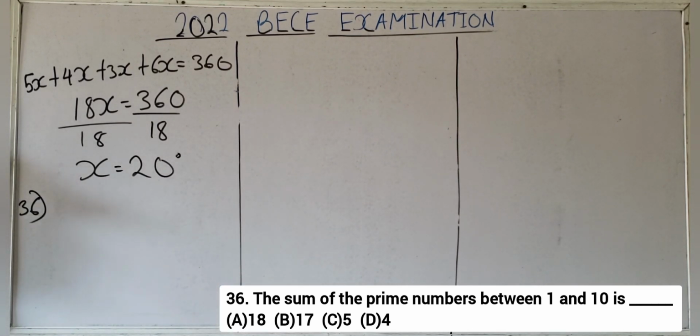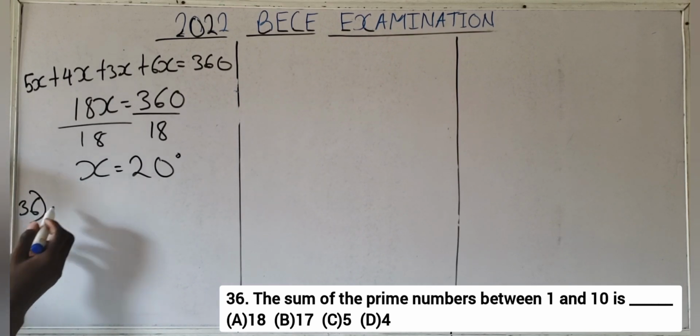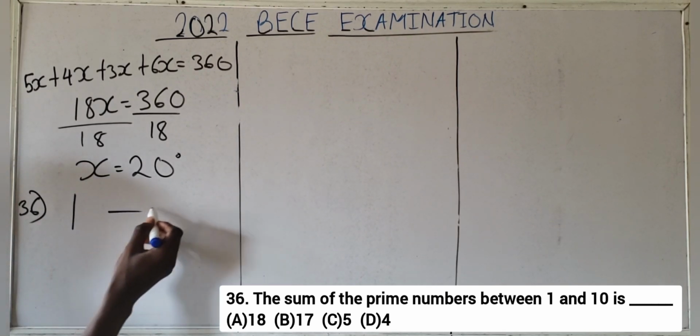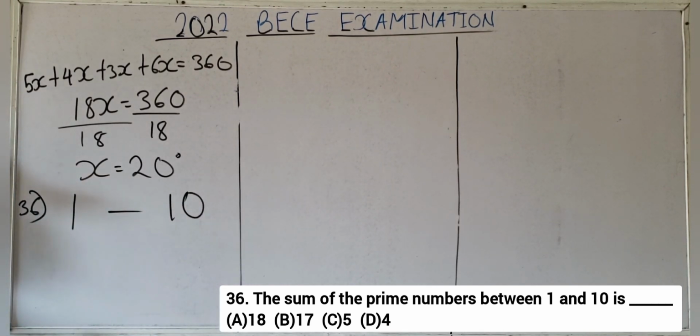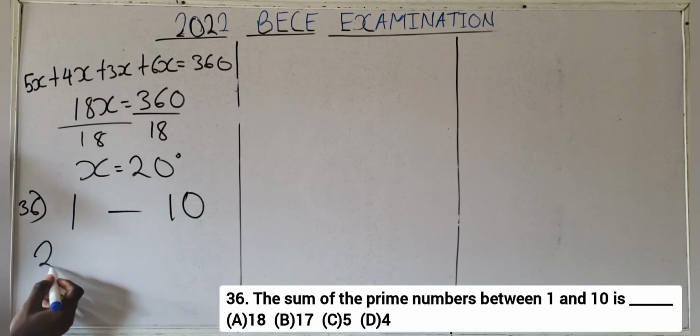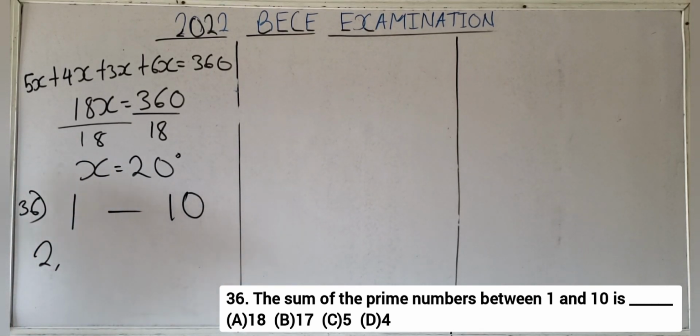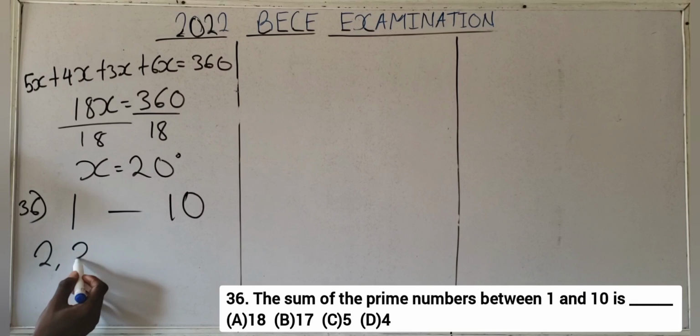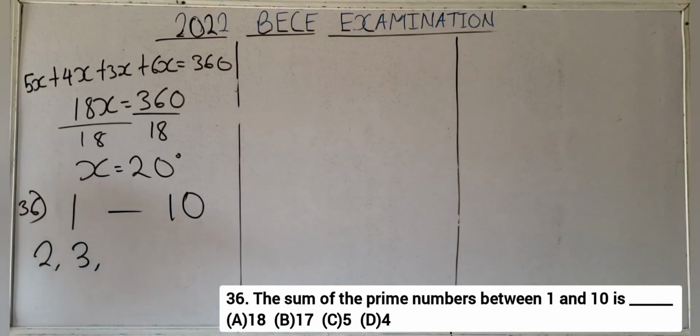2 is a prime number. Don't forget, our goal is to determine the prime numbers between 1 and 10. Now, 2 is a prime number because 2 is divisible by 1, and 2 is divisible by itself, which is 2. So let us write it out. 2 is first. Now let us check 3. 3 is divisible by 1, and 3 is divisible by itself. So we have 3.